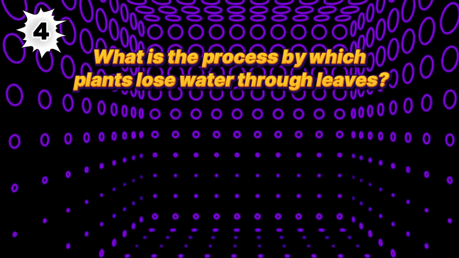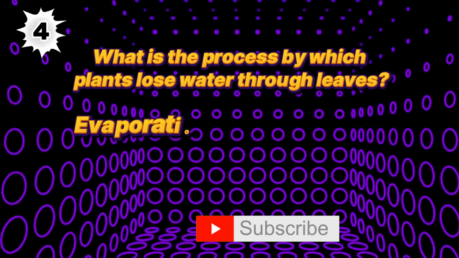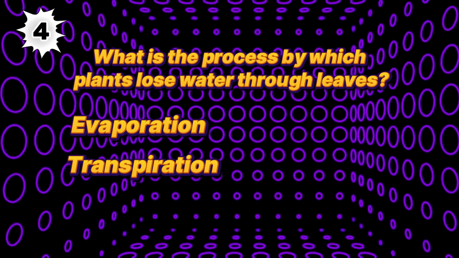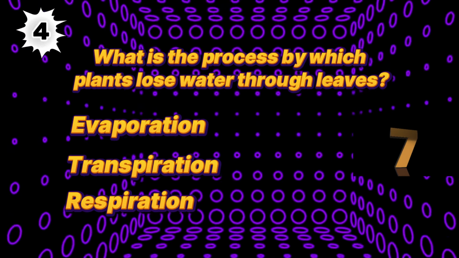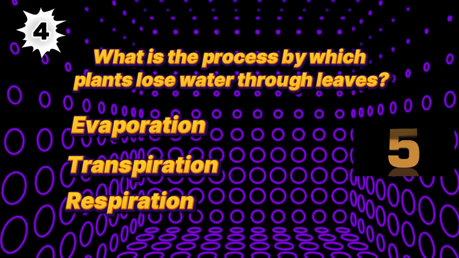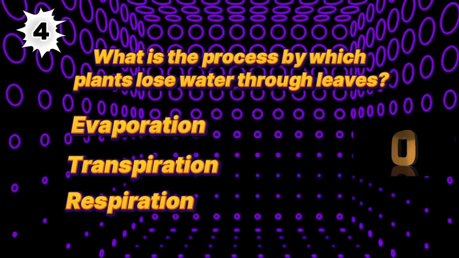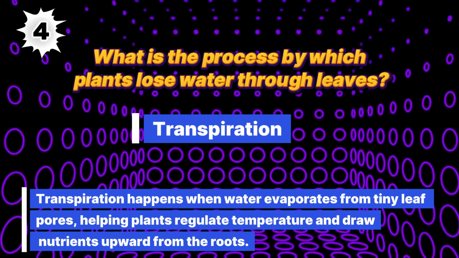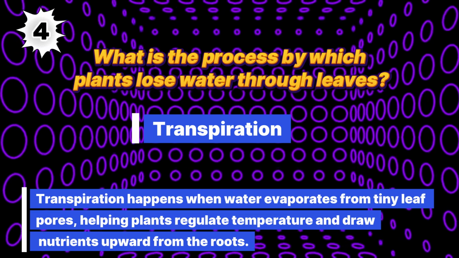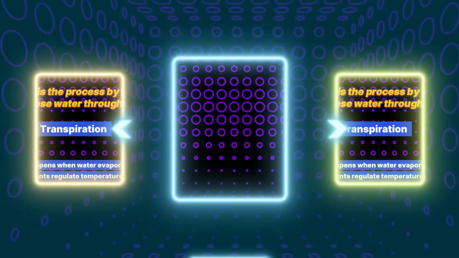This one's from plant science. What is the process by which plants lose water through leaves? Can you choose the right term? Evaporation, transpiration, or respiration? The correct term is transpiration. Transpiration happens when water evaporates from tiny leaf pores, helping plants regulate temperature and draw nutrients upward from the roots.